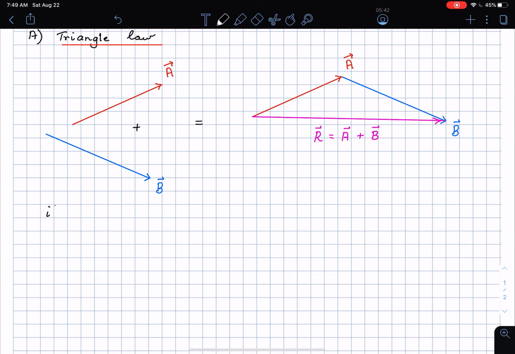Take vector A as it is, or conversely you can just say, I can take vector B as it is, or conversely vector B.